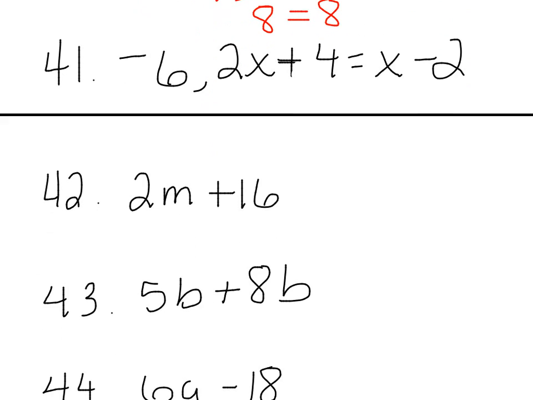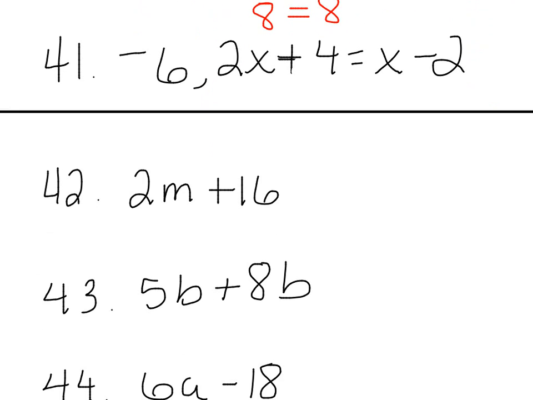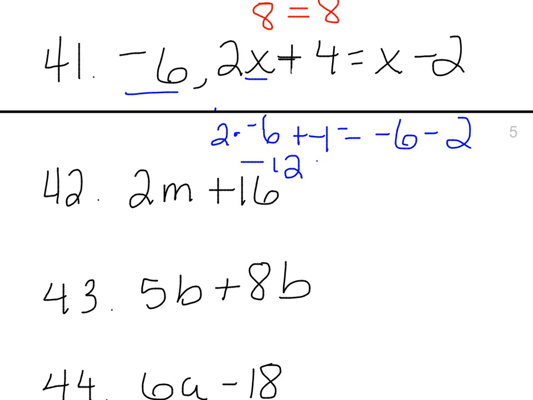And number 41, I'm going to plug in the negative 6 where the x is. So I get 2 times negative 6 plus 4 equals negative 6 minus 2. Well, 2 times negative 6 is negative 12. Negative 12 plus 4 would be negative 8. And negative 6 minus 2 is also negative 8, which makes it a true statement. So the answer to number 41 is also yes.